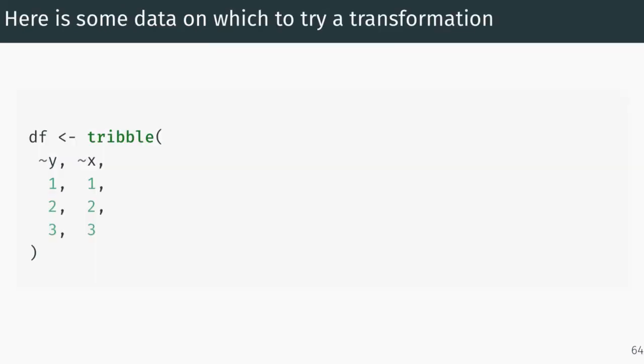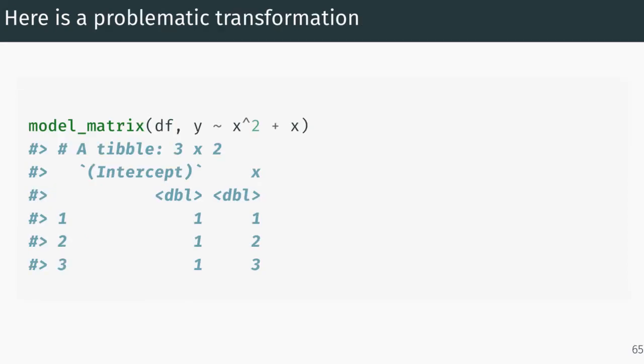So here's an example. Remember we used model matrix before, so we need a model and we need a data frame. So here's the data frame. And so this is a messed up transformation. So here's our model. Our model is supposed to be x squared plus x. But what we see in the model matrix is exactly the same thing that we would see if we just had x. So that's not what we want.